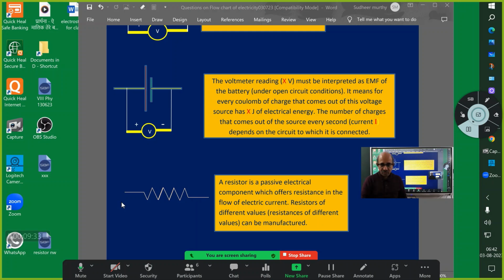A stone that is thrown from your hand, when it leaves your hand, has X joules of energy. Got it? Yes, sir. Now when the stone leaves your hand, it has X joules of mechanical kinetic energy. The charge that leaves the battery will have X joules of electrical energy. Understood? It will also have kinetic energy, but that is not important for us. That kinetic energy is not at all used. It is redundant as far as electrical sciences are concerned.